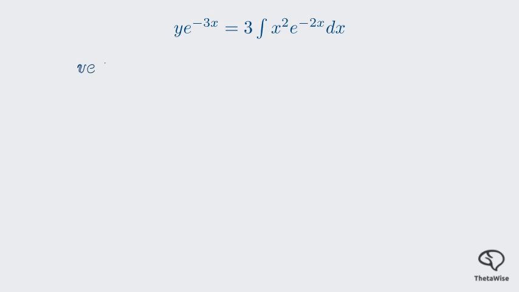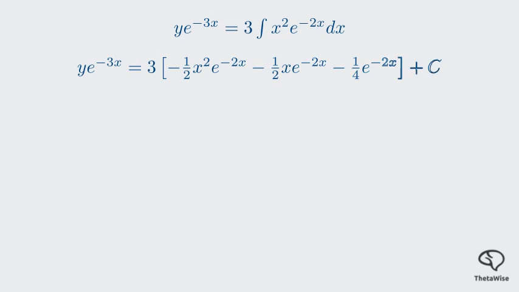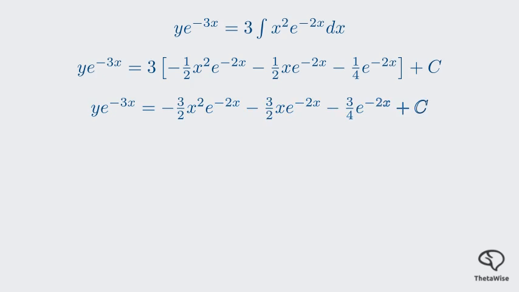So y e to the negative 3x equals 3 times the expression we found from integrating twice by parts: negative 1/2 x squared e to the negative 2x, minus 1/2 x e to the negative 2x, minus 1/4 e to the negative 2x. Don't forget to add the constant of integration, c. Now let's distribute the 3 across the terms in the square brackets. This gives us negative 3 over 2 times x squared e to the negative 2x, minus 3 over 2 x e to the negative 2x, minus 3 over 4 e to the negative 2x, all plus c.